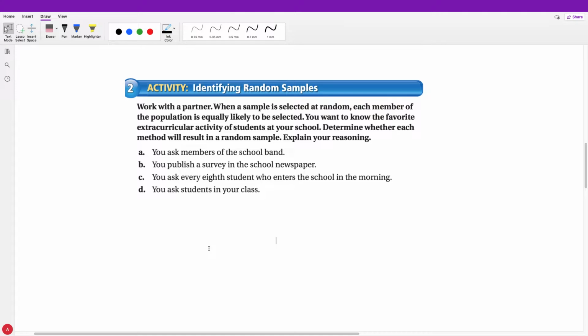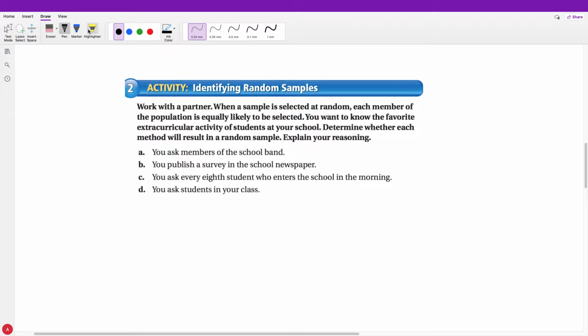All right. So this next activity is going to be to identify random samples. So maybe you should pause the video and see if you can identify which ones are random and which ones are not. This way you can see if you understand this. When a sample is selected at random, each member of the population is equally likely to be selected. You want to know the favorite extracurricular activity of students at your school. Determine whether each method will result in a random sample.